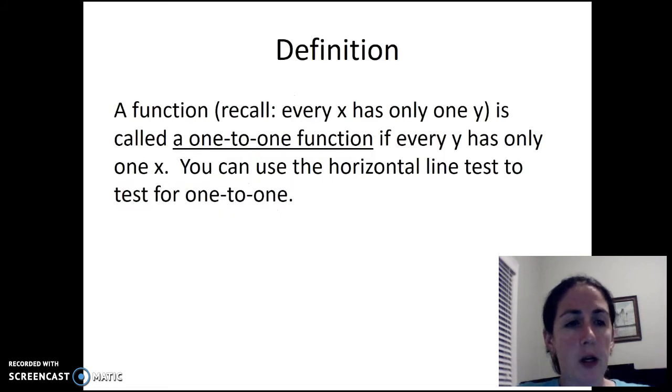So here's a definition for you. It turns out that a function is called one-to-one if every y has only one x. We showed earlier when we talked about functions how different x values could have the same y value. Now we're expanding on that definition and we're saying a one-to-one function, there's no repeating x values and there's no repeating y values. You can check that. Remember, you check that it's a function with a vertical line test. You can check that it's one-to-one by also including what's called the horizontal line test.